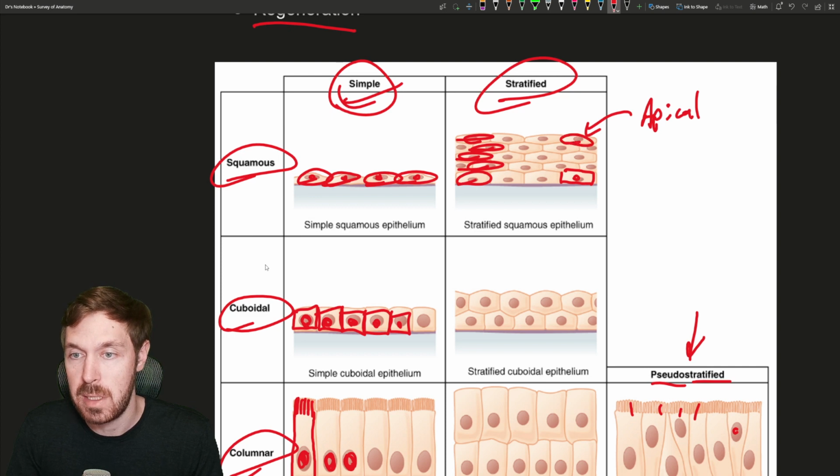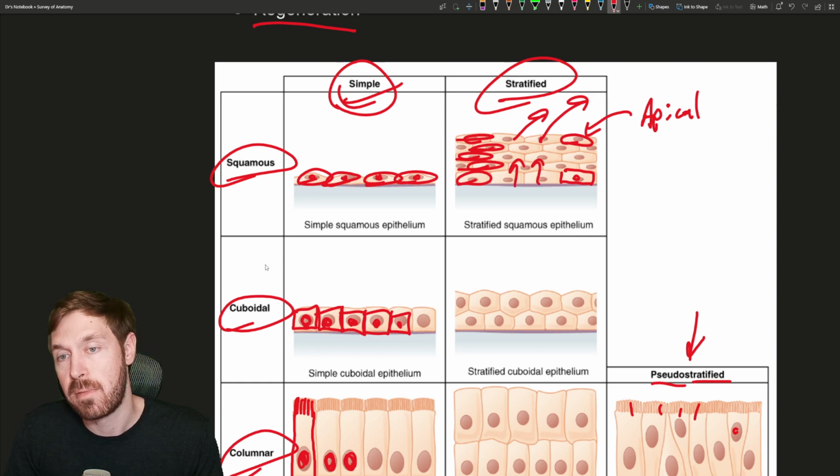So like the top of your skin here, so your epidermis, the lining of your esophagus, all of those are these stratified squamous. So these cells are typically dead and they just slough off with abrasion as new cells are growing and pushing up from underneath.